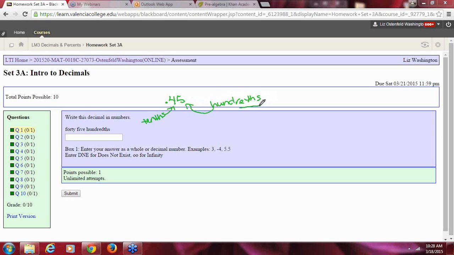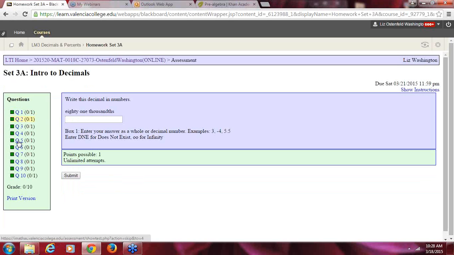So when you read it out loud, you go to the last digit, and whatever place that is in, that's what you say at the end. So you say the number 45 and hundredths because the last number is in that place. Okay? And if you guys are good with these, just tell me I can move on or go to the next one, something like that. Okay, I'm just going to skip around a little bit.